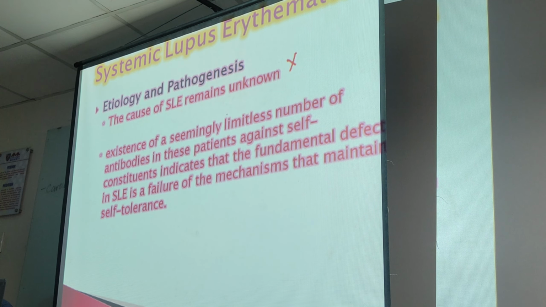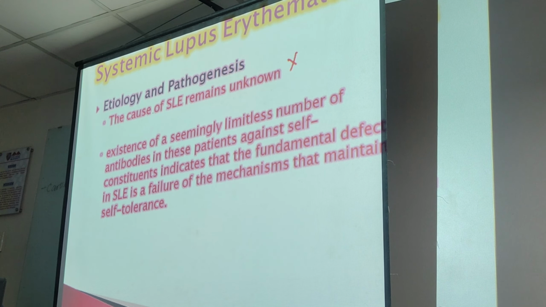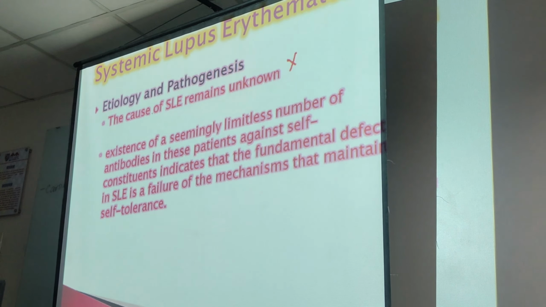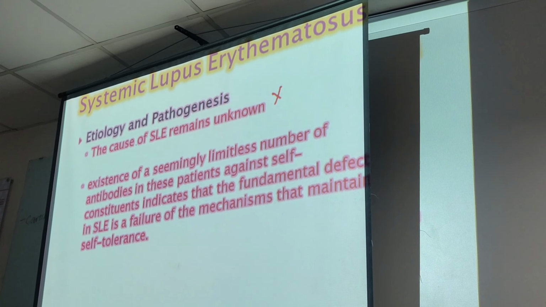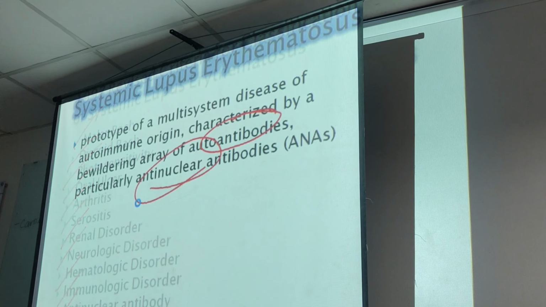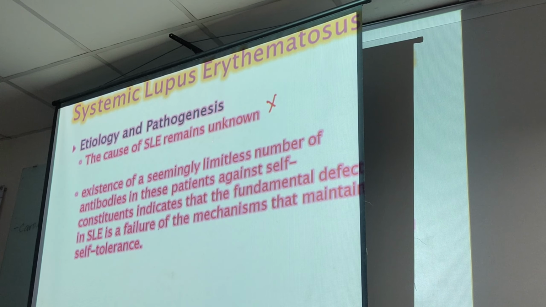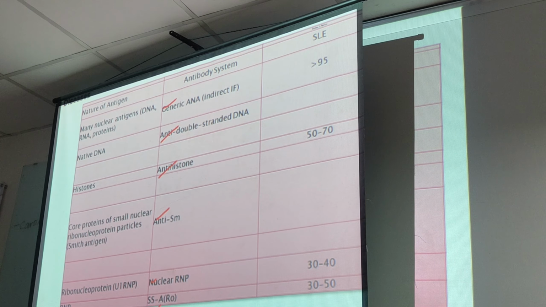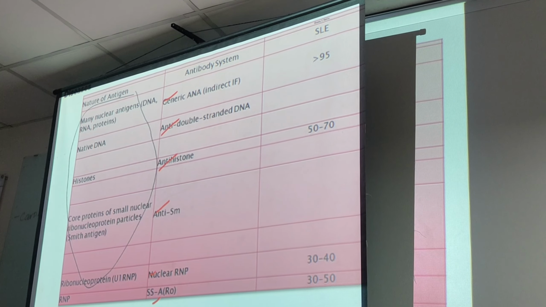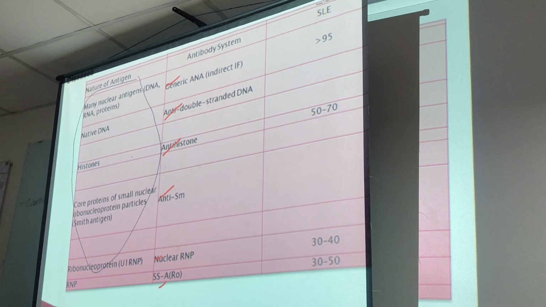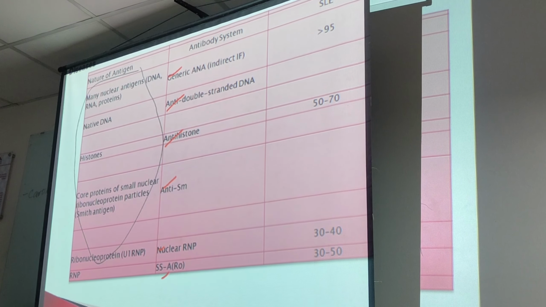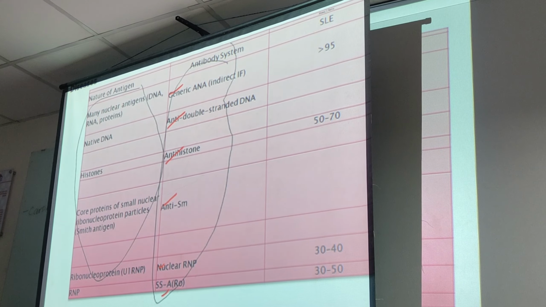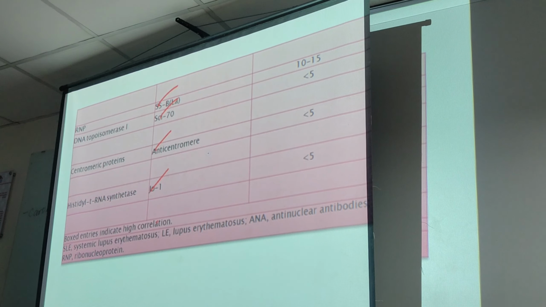So it's not that the cause is unknown. The cause is multifactorial. The existence of a seemingly limitless number of antibodies against self in these patients indicates that the fundamental defect in SLE is a failure of the mechanisms that maintain self-tolerance. So these are the different antibodies that can be present in someone with SLE. If you notice, the names of the antibodies are all related to a nuclear structure component that they attach to or attack.